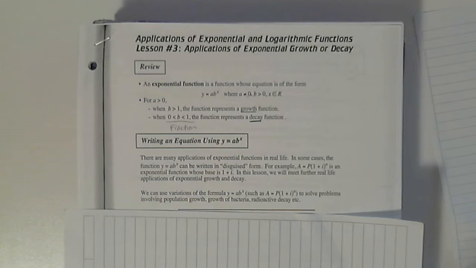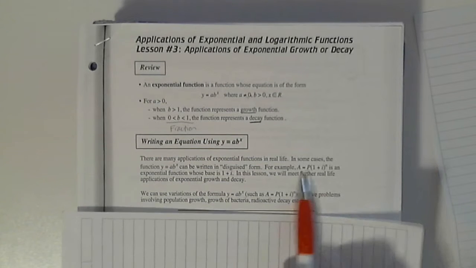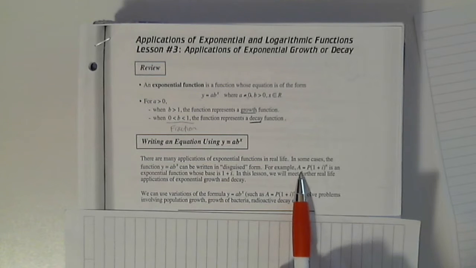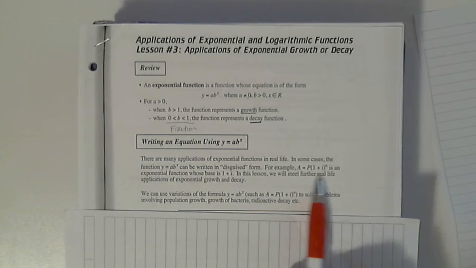All right, lesson 3, applications of exponential growth and decay. So we saw one very specific type of application last week, which was our financial math. And we use a different formula for that one. We use a very specific formula that works well in financial math, and that's this guy right here. A is equal to P(1 plus i) to the power n.